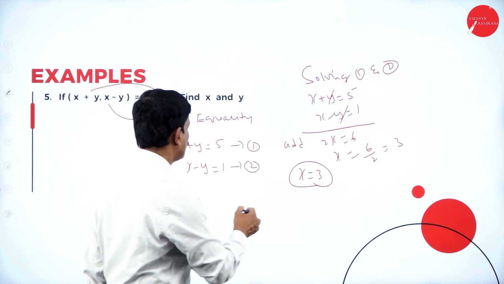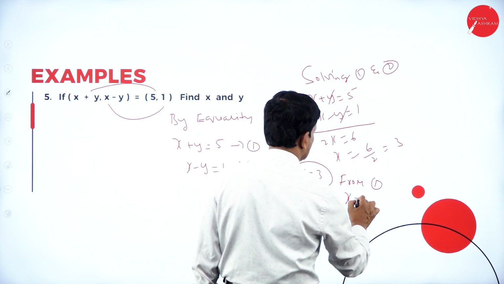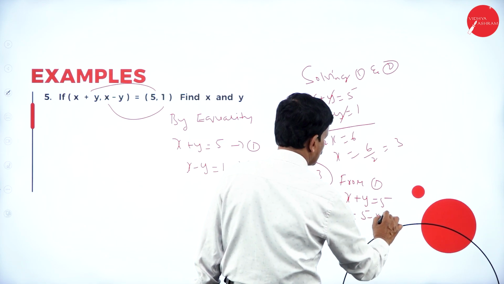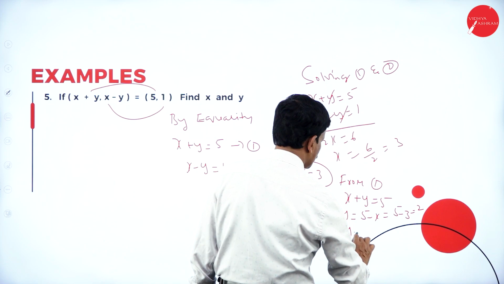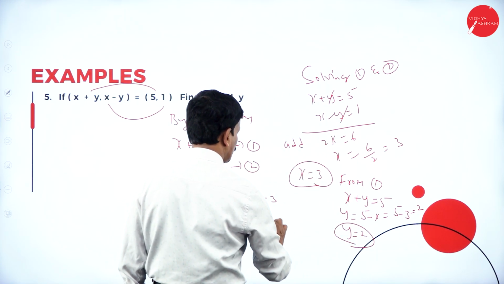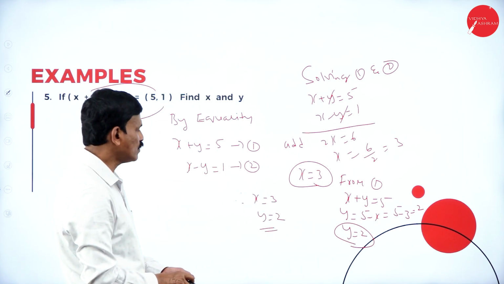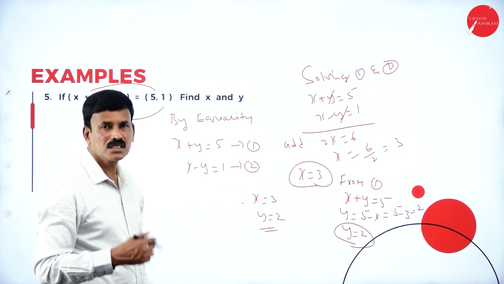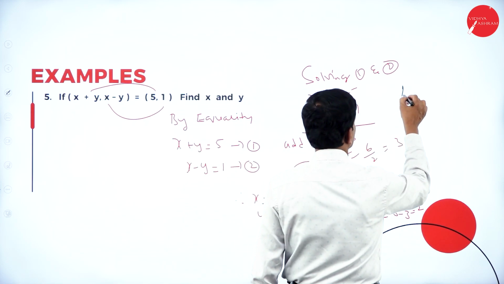Substitute this value in any one of these equations. Let us take equation 1 itself. From 1, x + y = 5, y = 5 - x, that is 5 - 3, which is equal to 2. So y = 2. Therefore, x = 3 and y = 2. If you want to verify, just take x + y: 3 + 2 is 5, that's it. This is how we are going to solve this problem. Now, let us take one more example.